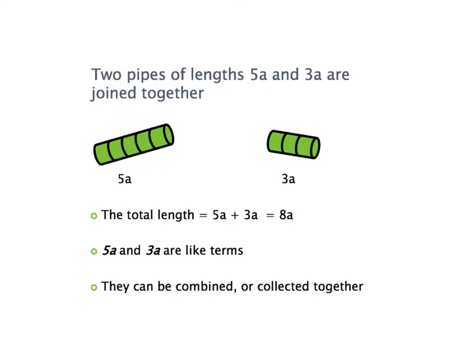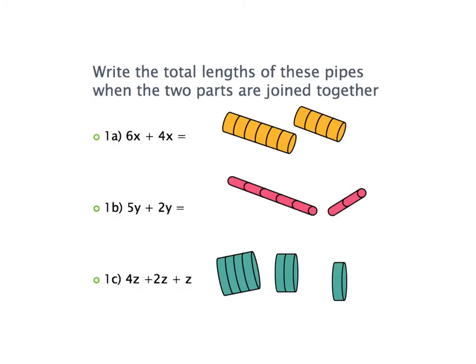So we're calling that 5a. And over here, we've got 3 little cylinders, so we've got 3a altogether. If we added those together, very simply, we're going to get 8a. Okay, they're the exact same pipes, so they can be joined together because they are like terms. So 5a and 3a are like terms. They can be combined or collected together.